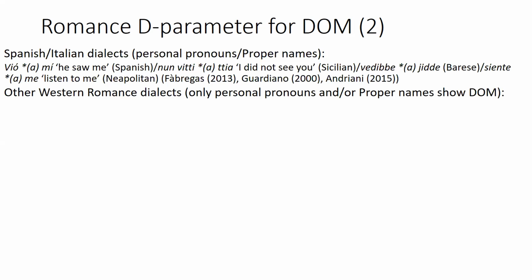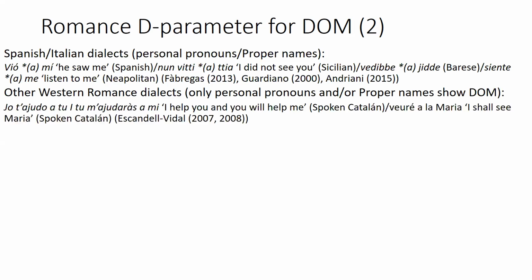Whereas in other Romance dialects, personal pronouns and proper names are actually the only triggers for DOM. So you don't see all the stuff on the previous slide. For example, on this slide, in spoken Catalan, you would use a to mark pronouns and to mark names. Again, I don't speak this, but I can try. Yo ayudo a tú, tú me ayudarás a mí. So, a tú, a mí. Fiore a la Maria. You will use a to mark personal pronouns and names.